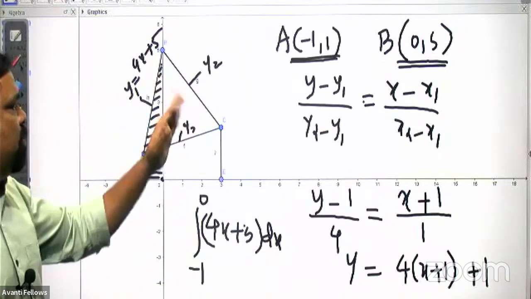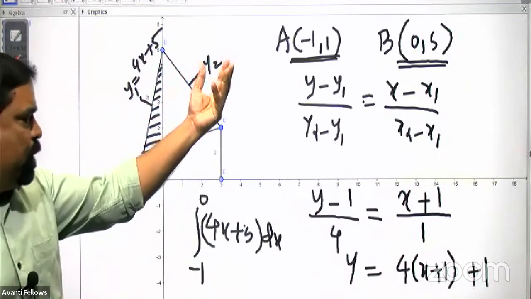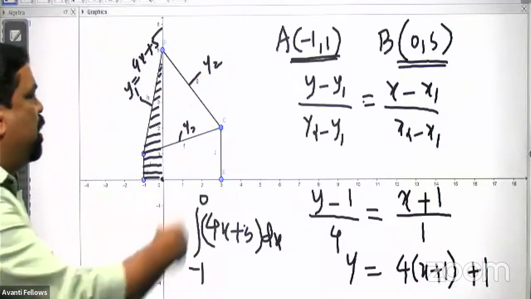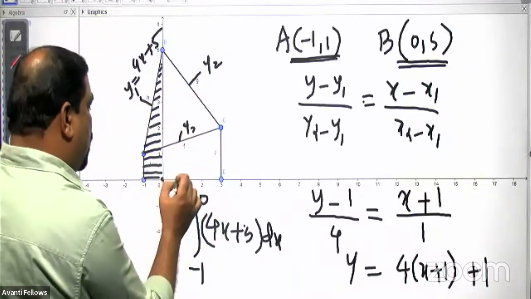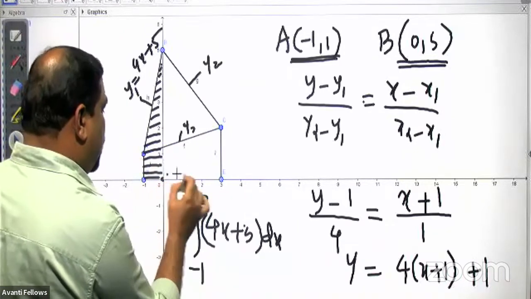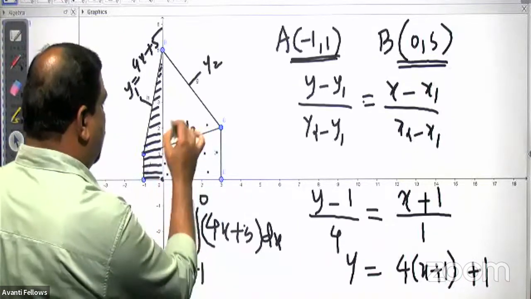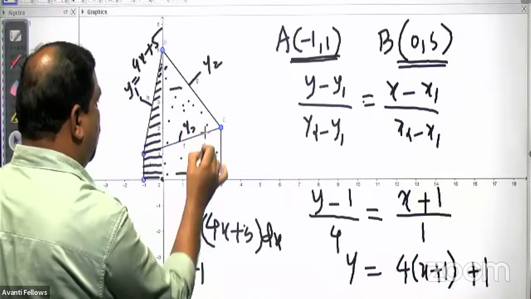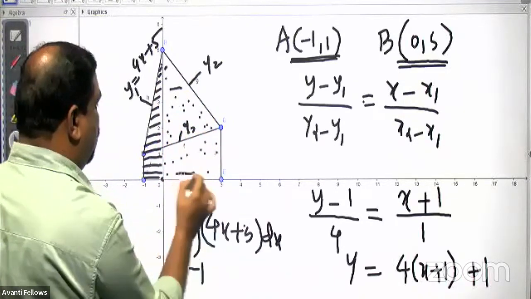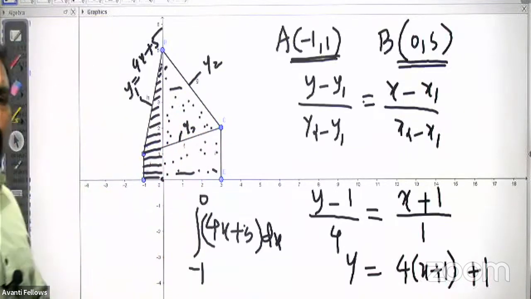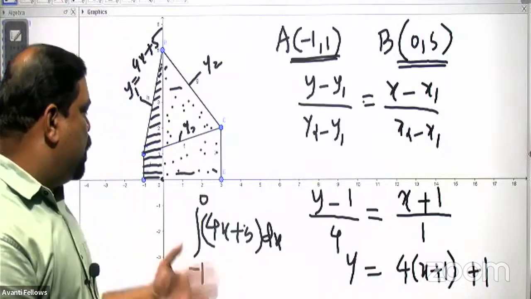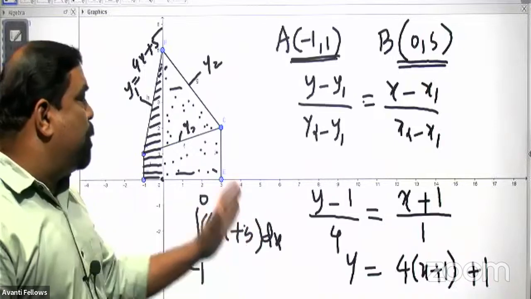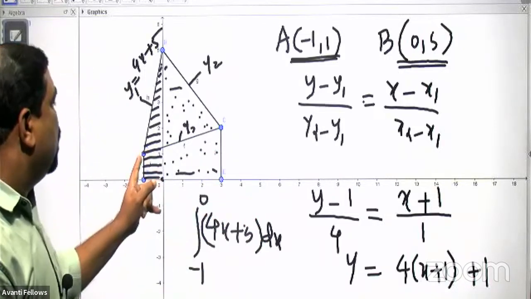Similarly, find the equation of BC. Some y2 you will get. Take it as y2. Again, integrate that one from 0 to 3; lower limit is 0, upper limit is 3. So you will get this area. That means the whole area of the trapezium. So add the first two areas, then subtract the area under AC.